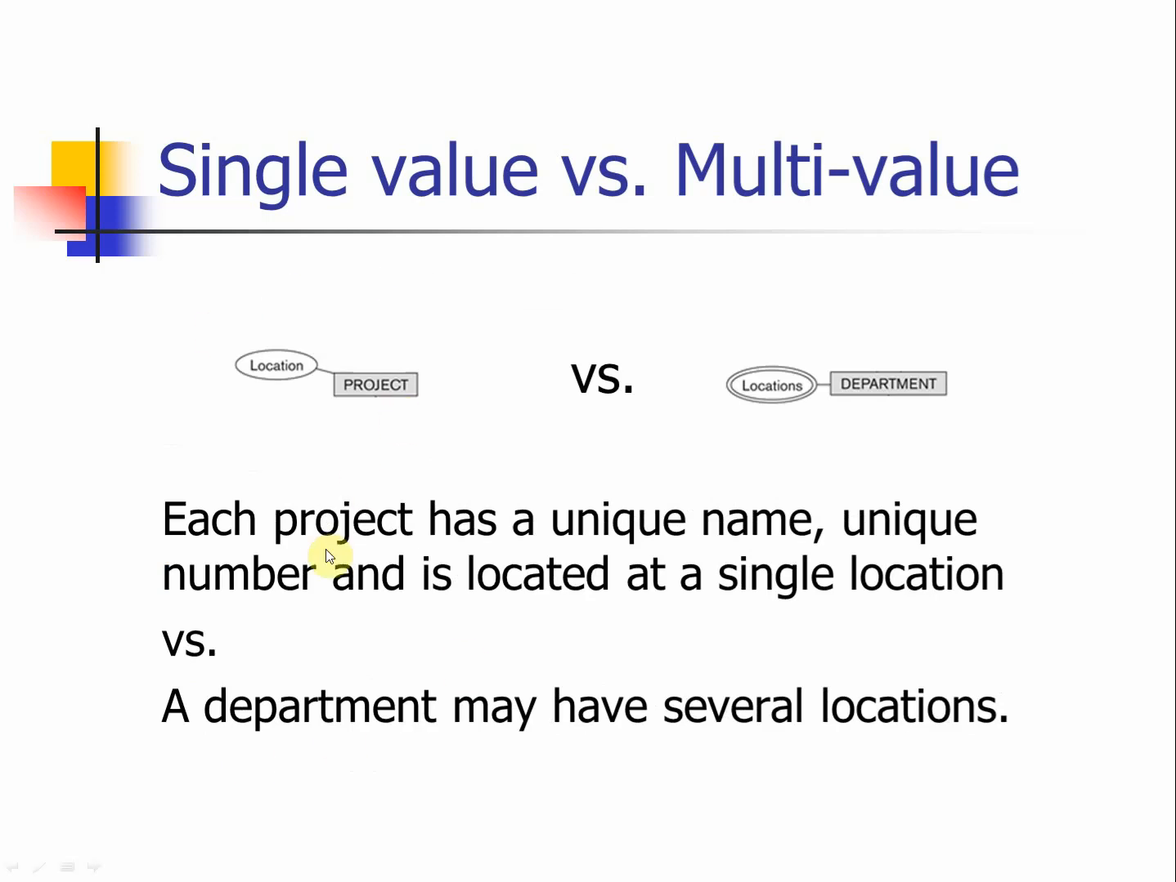Project, remember that when we were looking into the example, each project has a unique name, number, and is located at a single location. So when we're looking into the project attributes, which is the location, we have only one location. However, a department may have several locations. When we were looking into the department description, since it can have multiple locations, we need to specify it as a multi-value attribute. To describe it as a multi-value attribute, we'll put double ovals on the attribute.